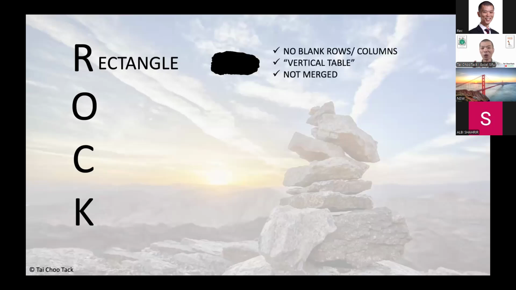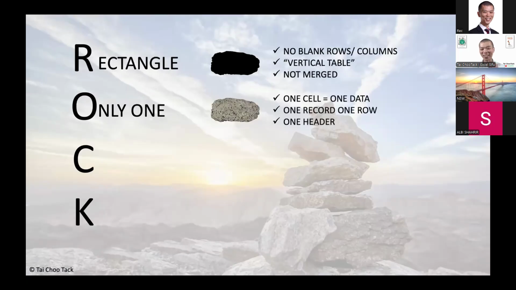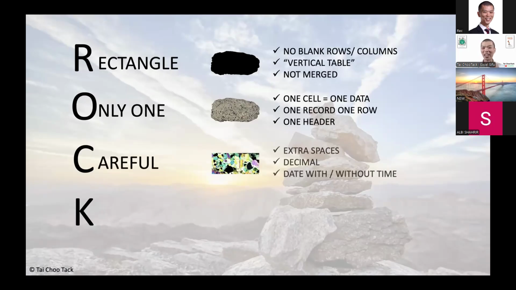We want to check our data doesn't have any blank rows, doesn't have any blank columns, the data grows vertically, and it doesn't have any merged cells. O stands for only one. We want to check on our data spreadsheet, make sure one cell has one data, one record, one row, and one header. C. Careful, because our data may have traps, such as extra spaces, decimals, date with or without the time.